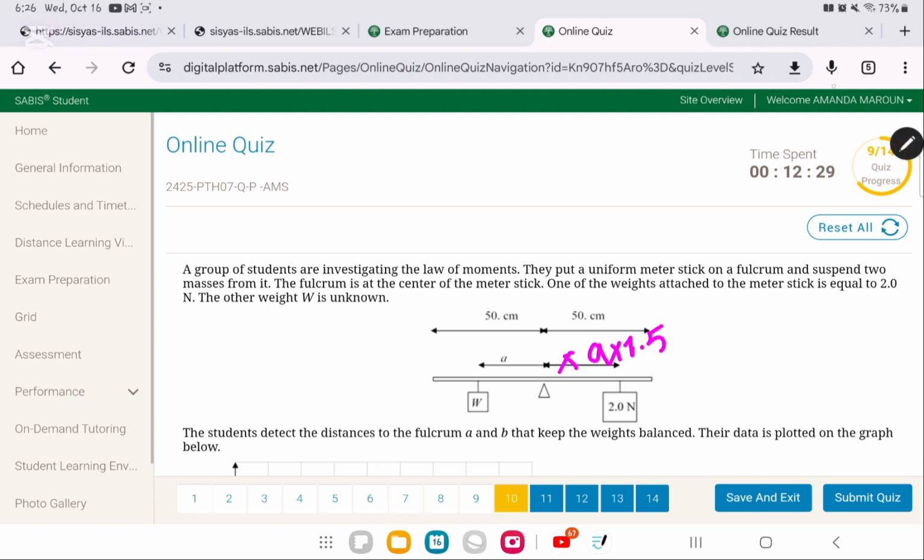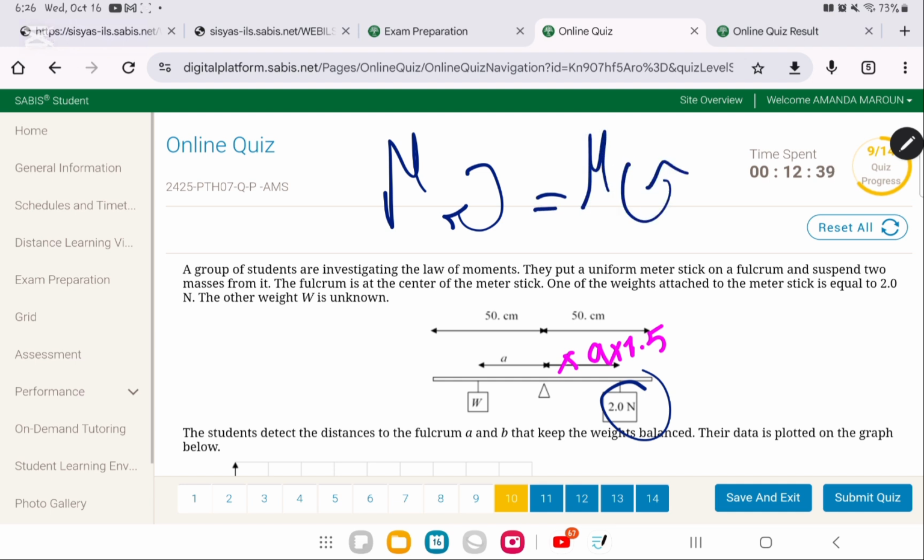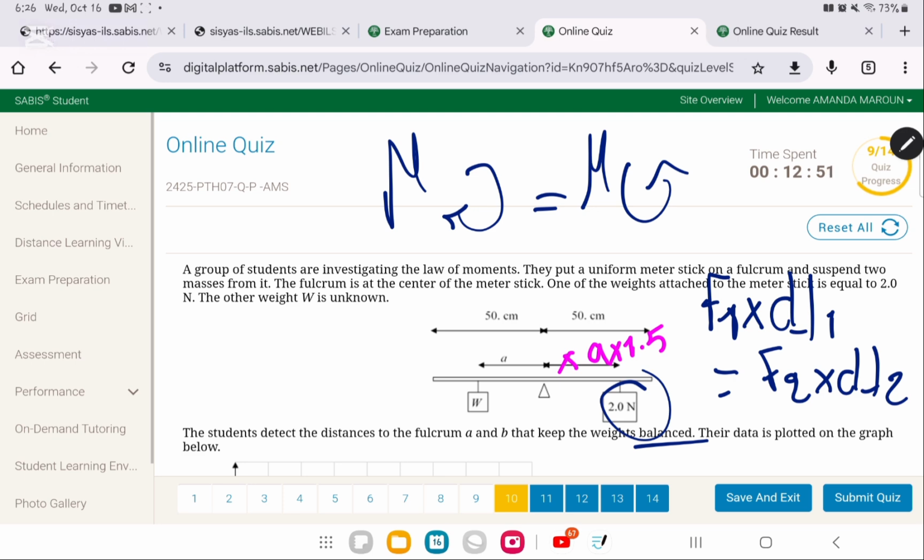So now we have 2 newtons, which is, first of all, we have moment clockwise is equal to moment counterclockwise because they are balanced. Okay, so we're gonna write the equation, which is force 1 multiplied by distance perpendicular 1 is equal to force 2 multiplied by distance perpendicular 2. Our first force we have is 2 newtons multiplied by the distance, which is A times 1.5. It's equal to the second force W times A.